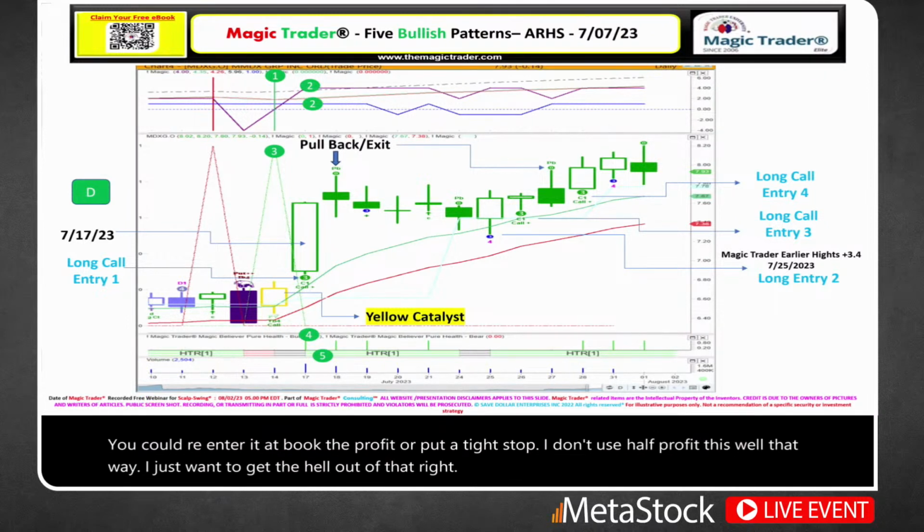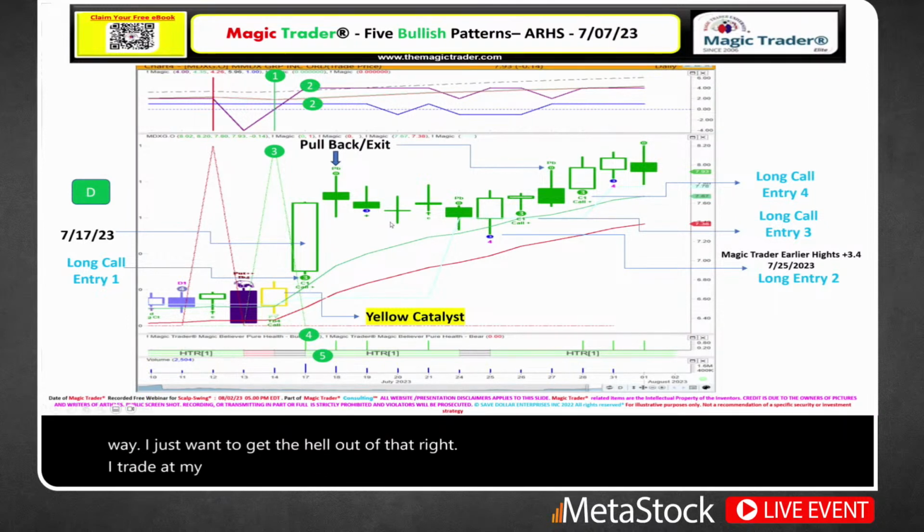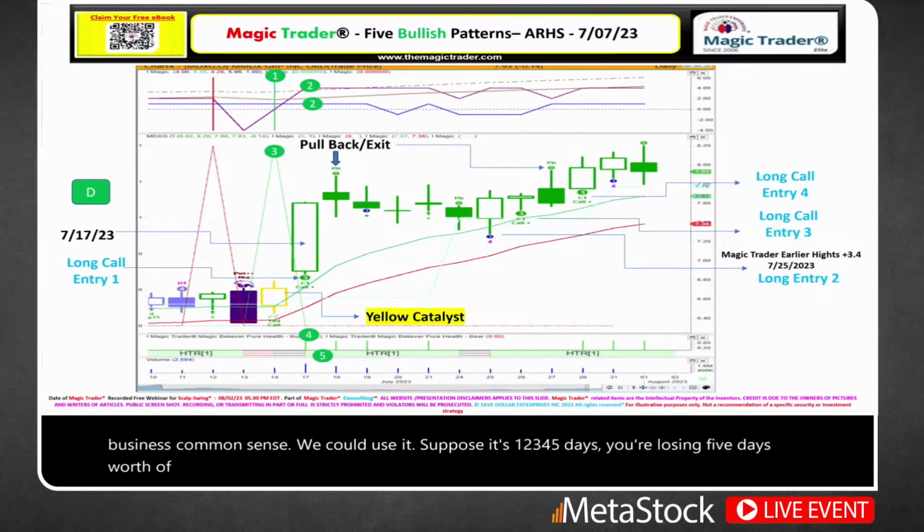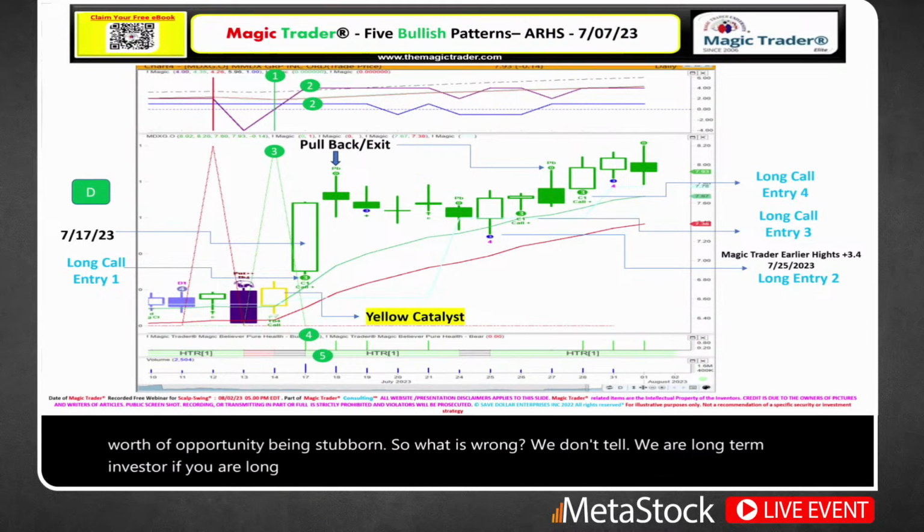I trade on my terms, so I don't have to stay in a trade too long. And meanwhile, look at the business common sense. Suppose it's 1, 2, 3, 4, 5 days. You're losing 5 days' worth of opportunity, being stubborn. So what is wrong? Oh, we don't trade. We are long-term investors.